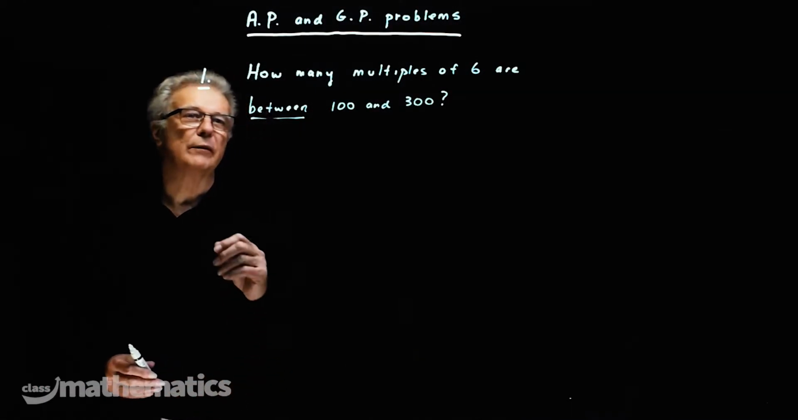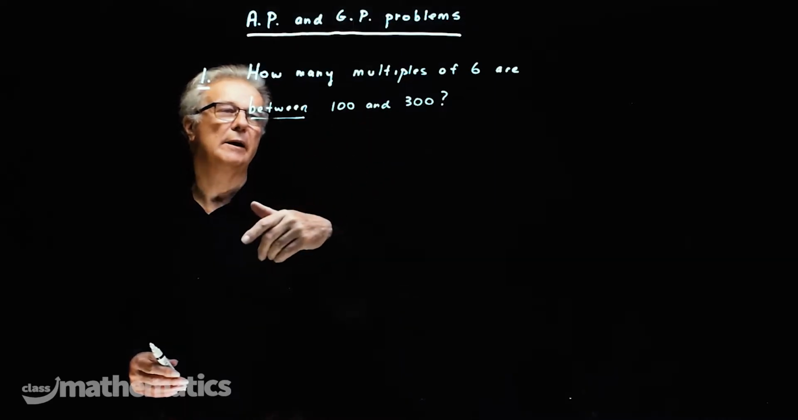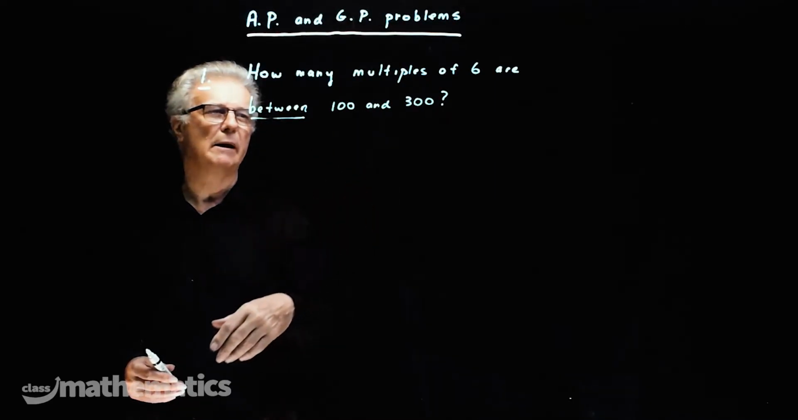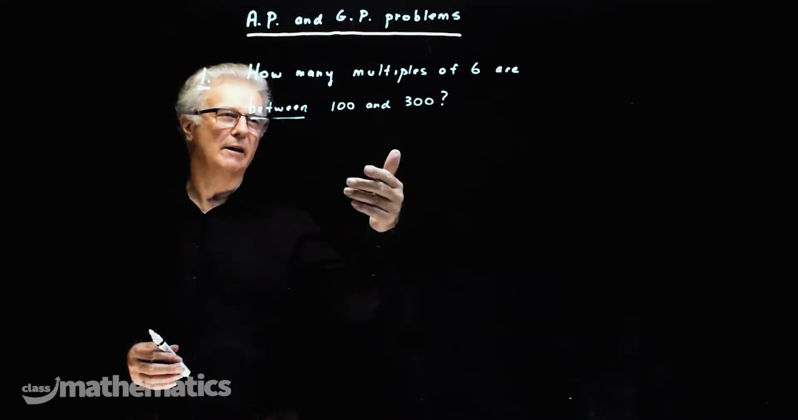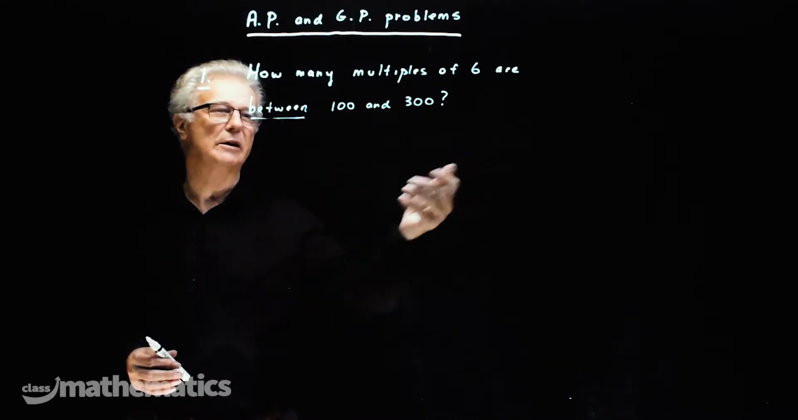Right, in this question we have to find how many multiples of 6 are between 100 and 300. So we've got to ascertain what we have here. Is it an AP or is it a GP? Well, if it's going up by 6 each time, it'll obviously be an arithmetic progression, because you're not multiplying, you're adding on each time.